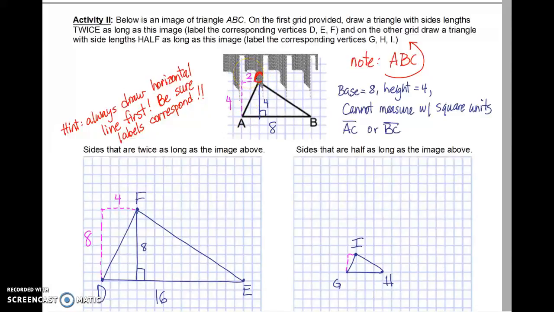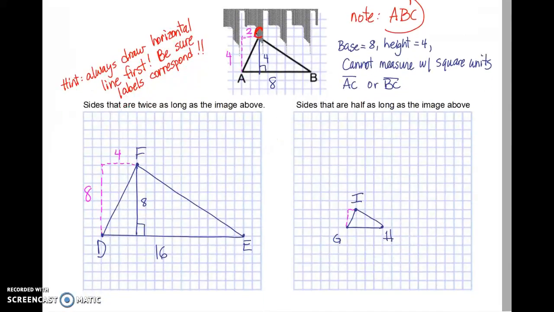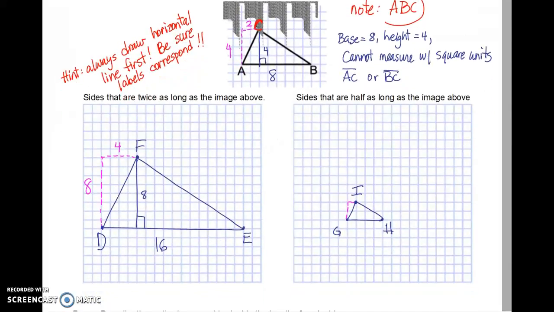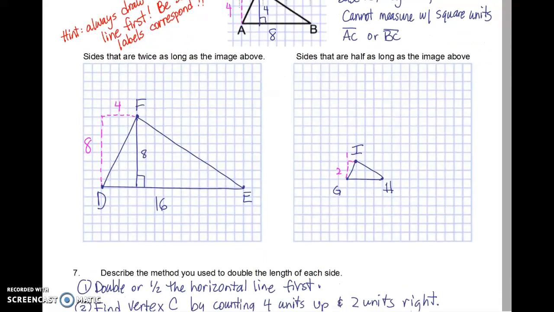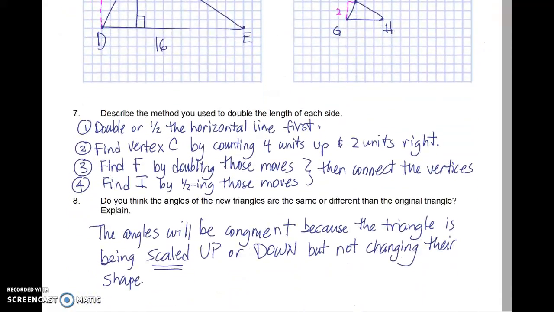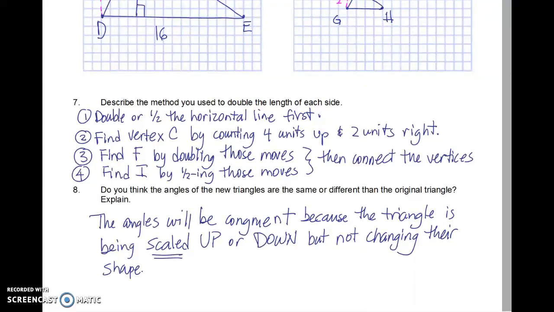And so all I needed to do for the larger triangle was to double that, up 8 over 4, and on the smaller triangle, I'm going up 2 and over 1. Make sure that your corresponding vertices do actually correspond. I just told you the method that I used to double the length of each side.